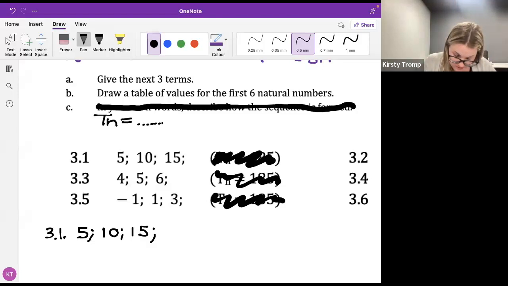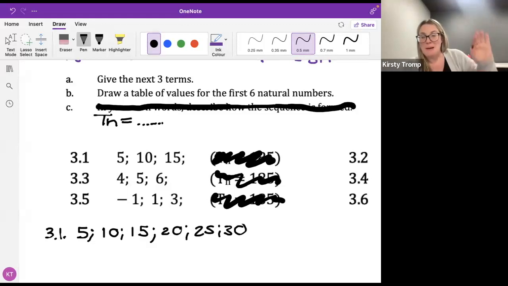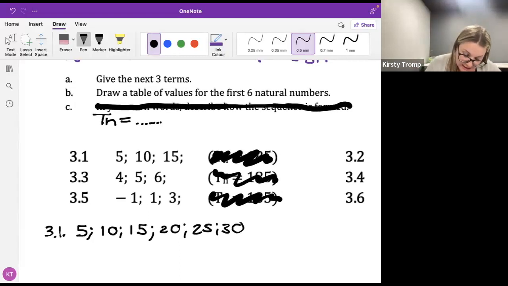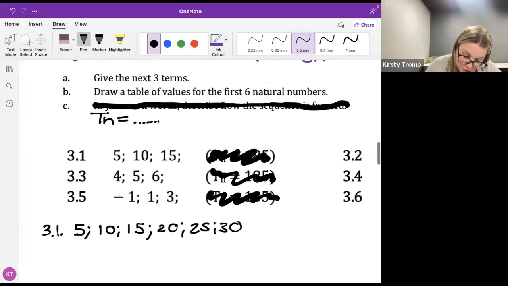Good. So I'm going to have 20, 25, and then 30. Do you agree? Thanks, Andile. So for my next three terms, what's happening each time? I'm adding 5 each time. So my next three terms are 20, 25, and 30. That was the first thing: I had to give the next three terms.